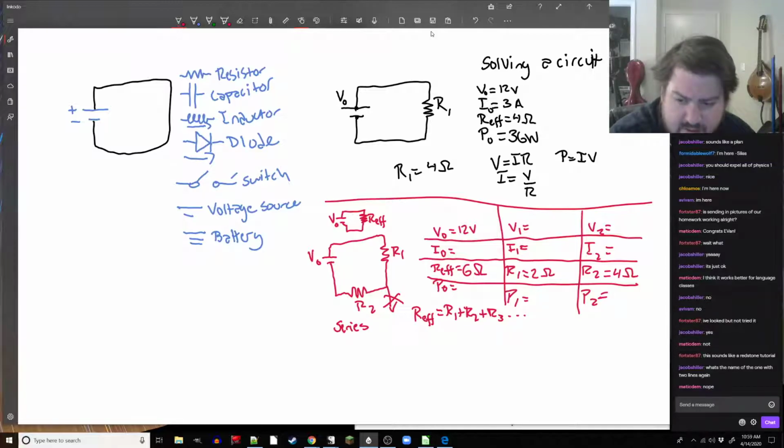To figure out I0, the current coming from our voltage source, which is maybe a battery or maybe a plug from the wall, we just do V equals IR, Ohm's law again. So V equals IR, I is going to be V over R, so 12 over 6. We're going to get 2 amps as our current there. We can do power as well. P equals I, 2 amps, times V, 12 volts. We're going to get 24 watts.